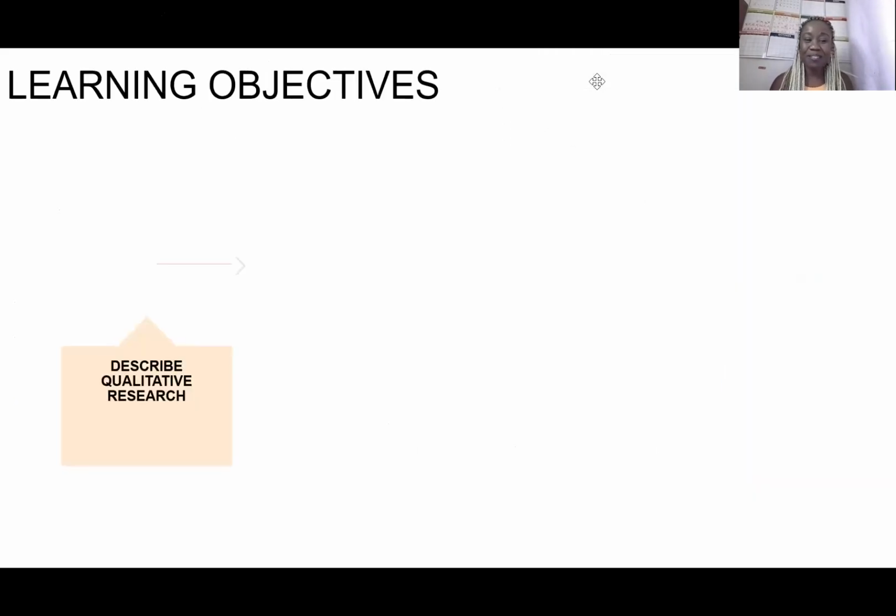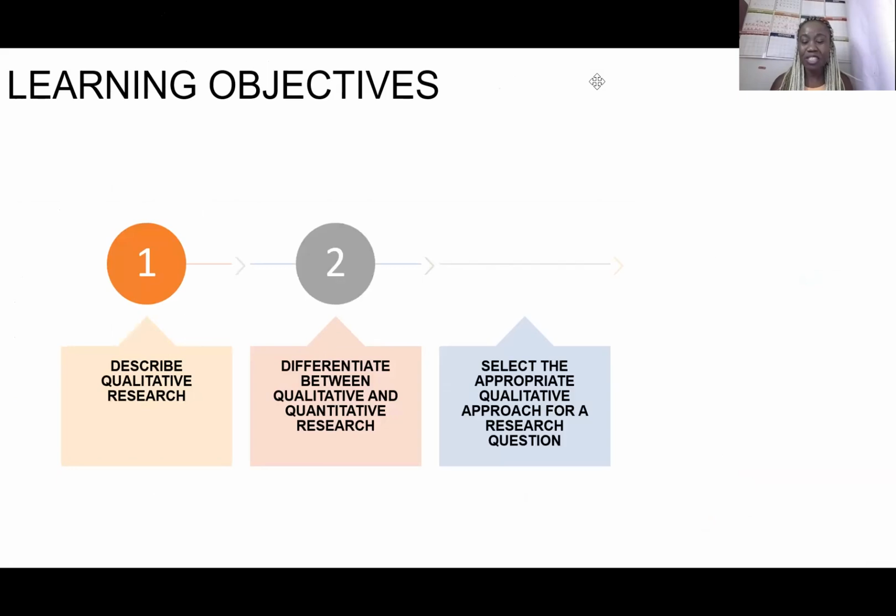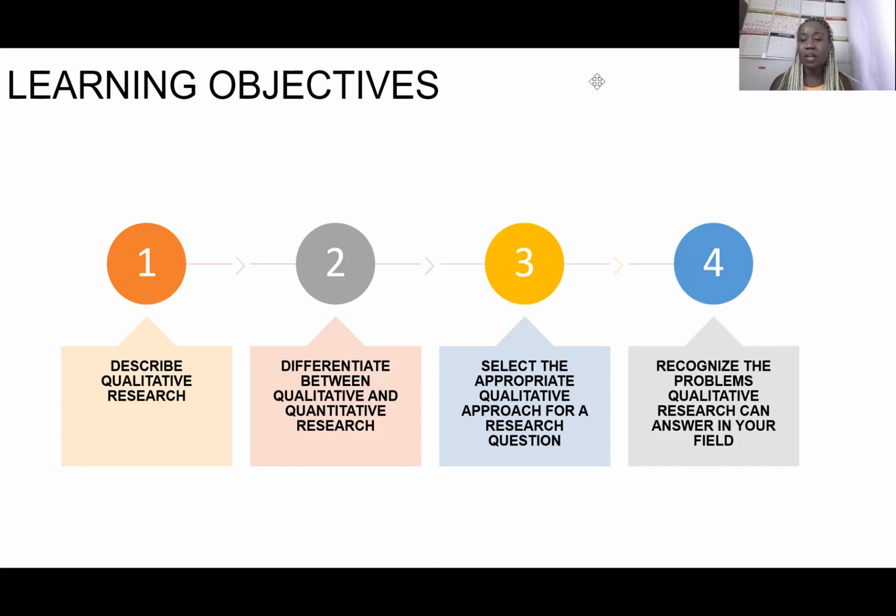And our learning objectives by the end of this video: I hope we'll be able to generally describe what qualitative research is, differentiate between qualitative and quantitative research, select the appropriate qualitative research approach for a research question, and recognize the problems qualitative research can answer in your field. I know that we have a very rich class of pre-professional and professional students, and I'm really excited to see how you can apply this to your area of interest.